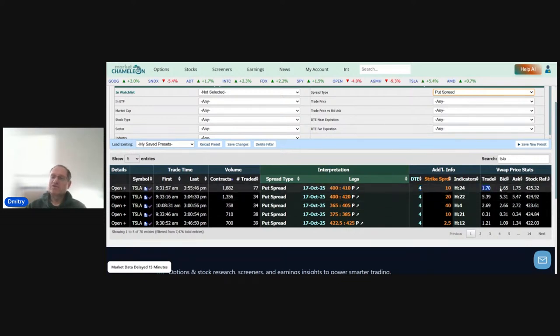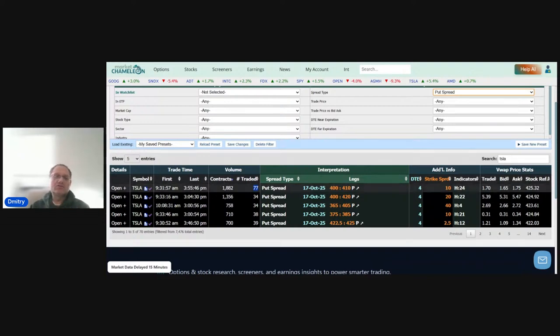Traded for $1.70 with a market 165, 175, and this particular spread traded 77 times. A total 1,882 contracts traded, total of 77 times. So it was pretty active throughout the day. It's not one trade. This spread was pretty active throughout the day.